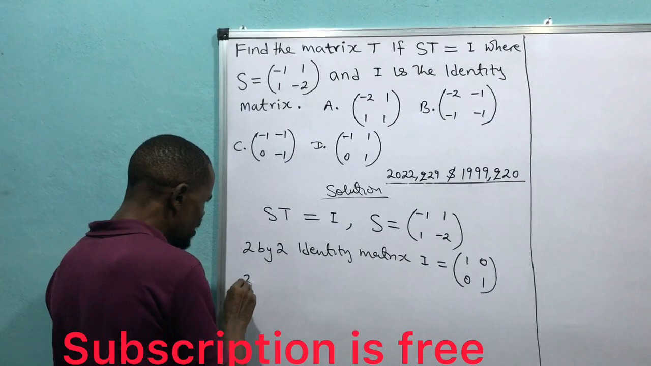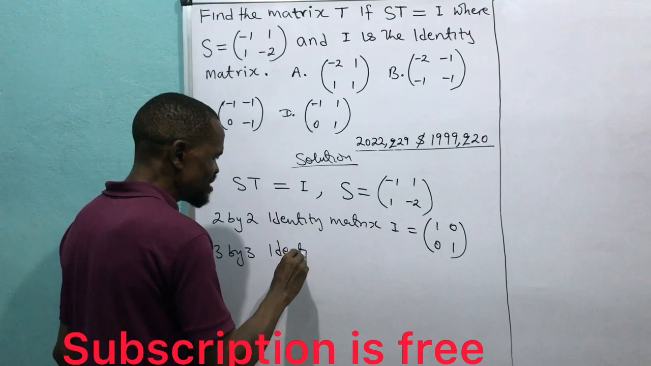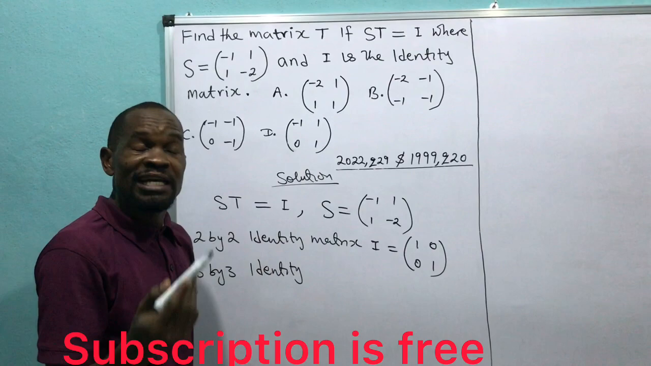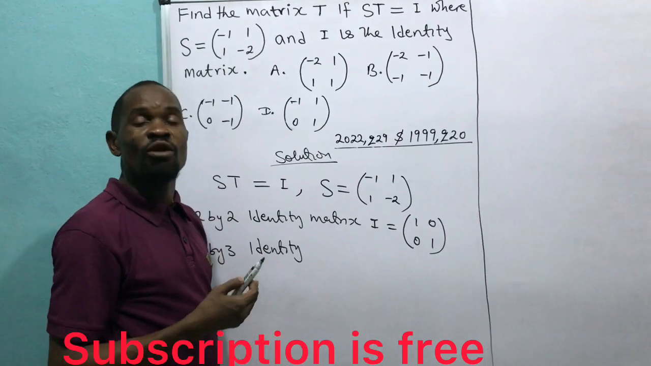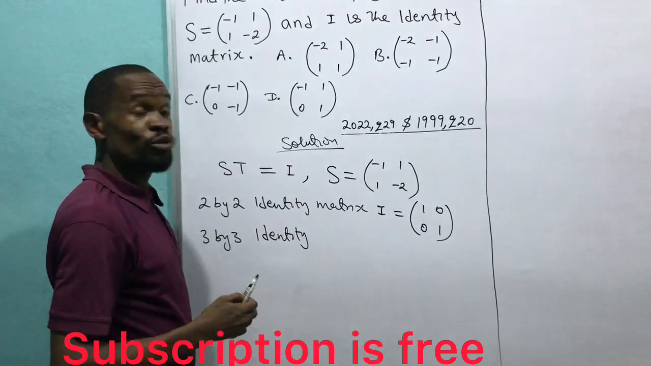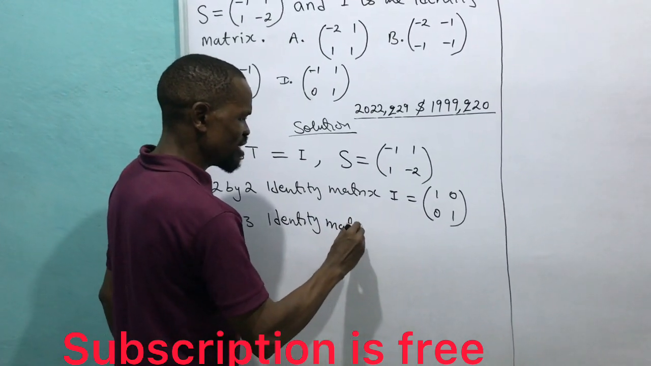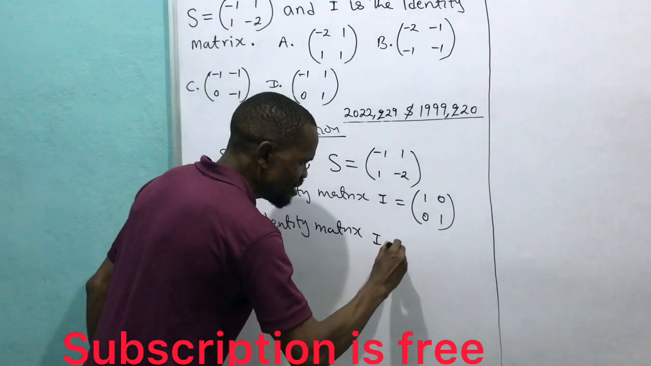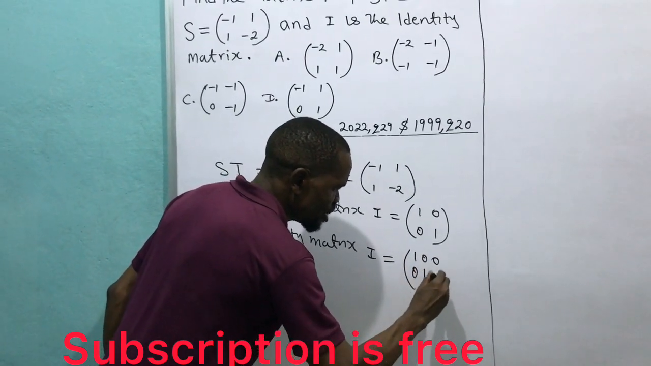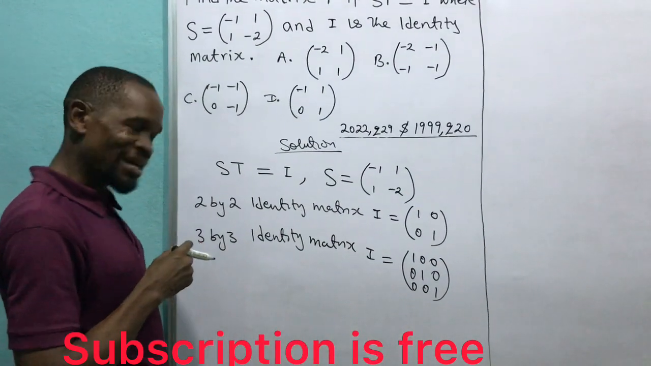Then the 3 by 3 identity matrix. You need to know it, because they expect you to know the identity matrix off hand. The 2 by 2 identity matrix you need to put in your brain. The 3 by 3 identity matrix is 1, 0, 0, 0, 1, 0, and 0, 0, 1.